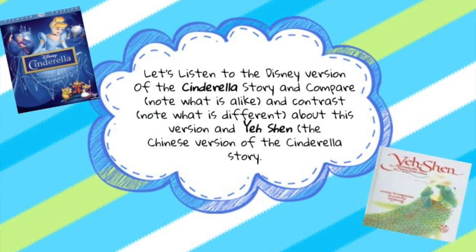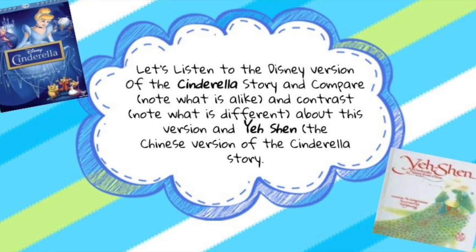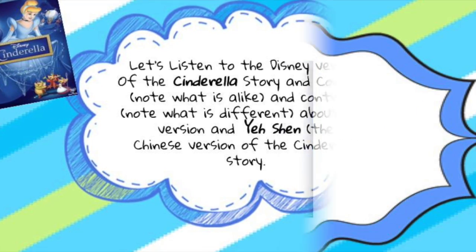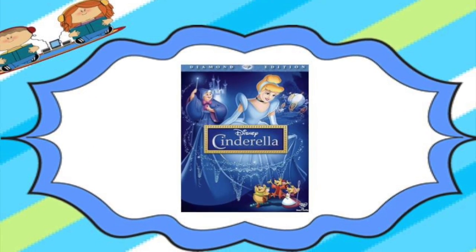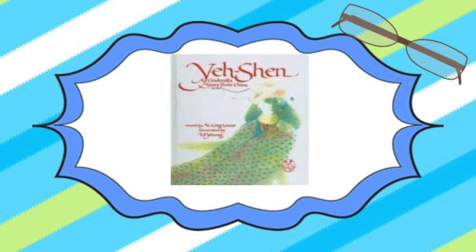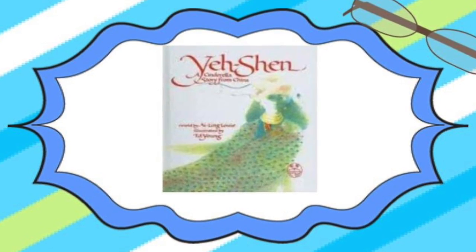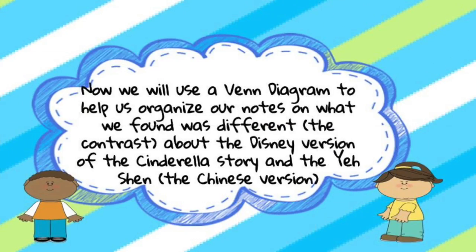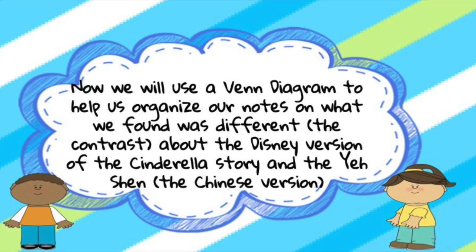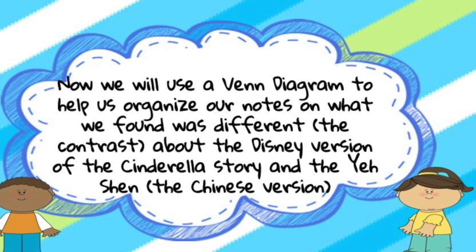The first two stories we will compare and contrast are Disney's version of Cinderella and the Chinese version named Ye Shen. Click on the link to listen to Disney's Cinderella and get a copy of Ye Shen from your reading basket and read it. After you've read or listened to both stories, we will begin to organize the information we learned using a Venn diagram.